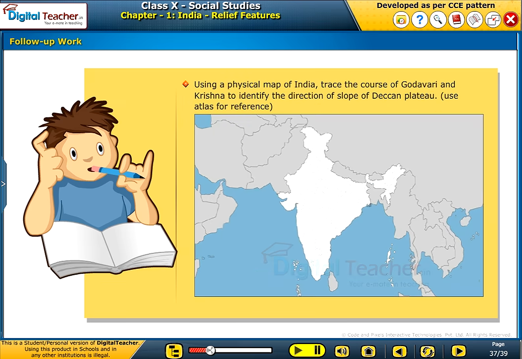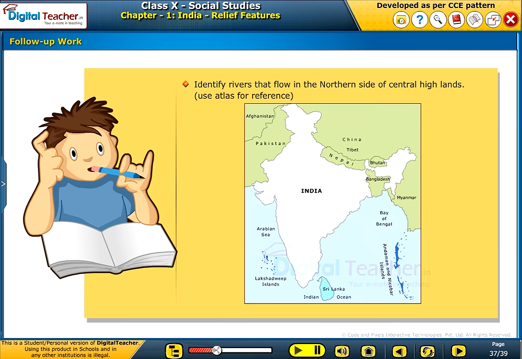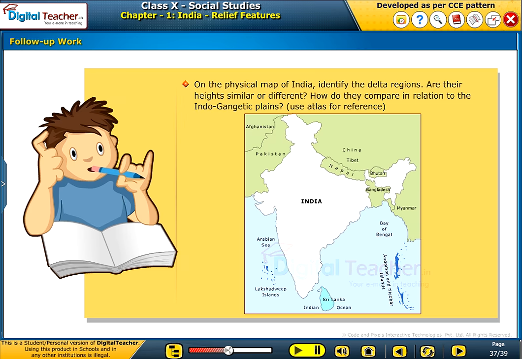Using a physical map of India, trace the course of Godavari and Krishna to identify the direction of slope of Deccan Plateau. Identify rivers that flow in the northern side of Central Highlands. Compare the relative heights of Western and Eastern Ghats as well as Tibetan Plateau and Himalayan peaks. On the physical map of India, identify the delta regions. Are their heights similar or different? How do they compare in relation to the Indo-Gangetic plains?